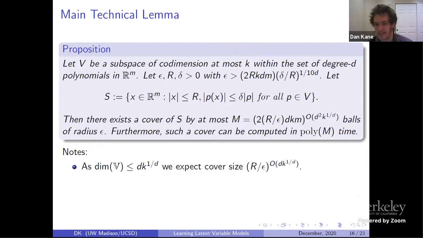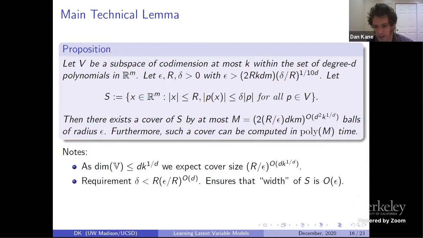We have an extra factor of d in the exponent. We have some extra polynomial factors in the base. But morally speaking, this amounts to more or less the same thing. We have a requirement on delta, that delta is less than something like epsilon over r to the O of d. And something along these lines seems to be necessary to ensure that the width of the set S is at most epsilon. Because even if S approximates a low dimensional variety, if its width is more than epsilon, it's going to be hard to cover by epsilon balls.